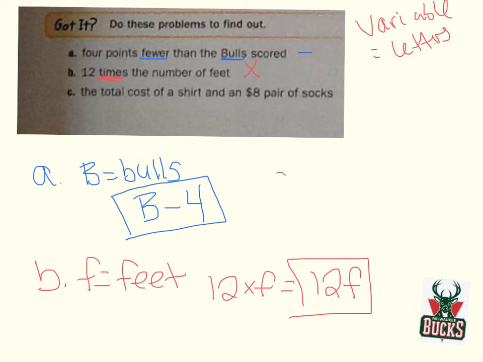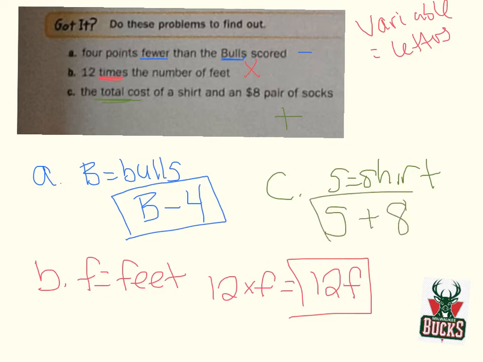And the last example, C. The total cost of a shirt and an $8 pair of socks. I'm going to use S to represent shirt. And I have 8 pairs of socks. Total cost, remember total means addition. So I'm going to have my shirt plus that $8. And that's going to be my answer.